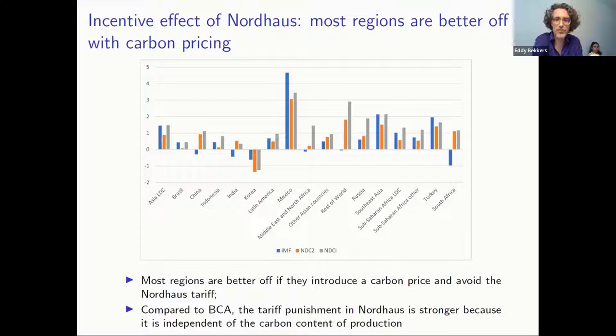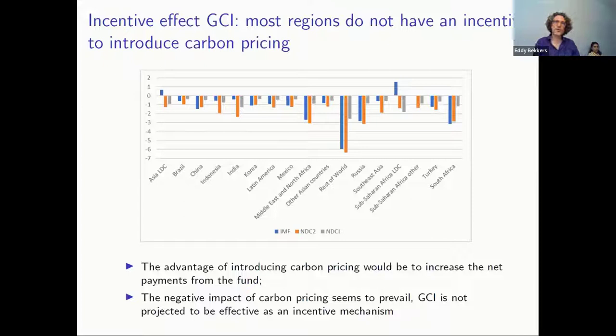Then here we were a bit disappointed. This global carbon incentive, where you have both a redistribution mechanism and an incentive device, doesn't seem to work so well when it comes to the impact on the countries that are not in the carbon club.